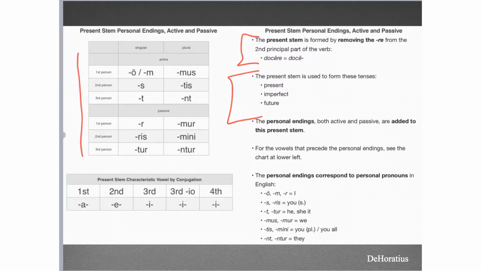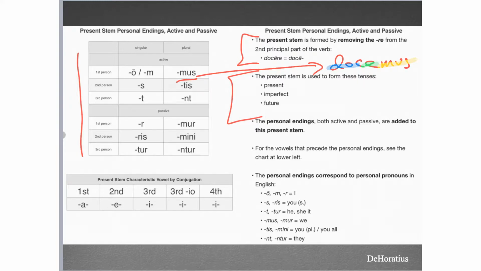So let's say I wanted to say we teach. I'd use the mus ending onto that present stem, and we'd end up with docemus, we teach. And so the way the verb is divided, you have the stem, which is DOC. You have the characteristic vowel, which is E. And then you have the ending, which is mus. So these personal forms have 3 parts: the stem, the characteristic vowel, and the ending.